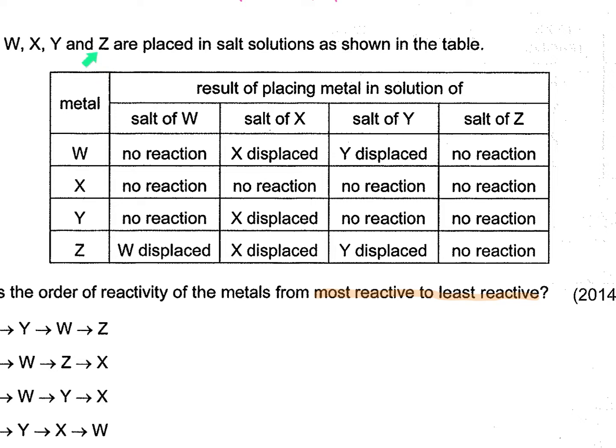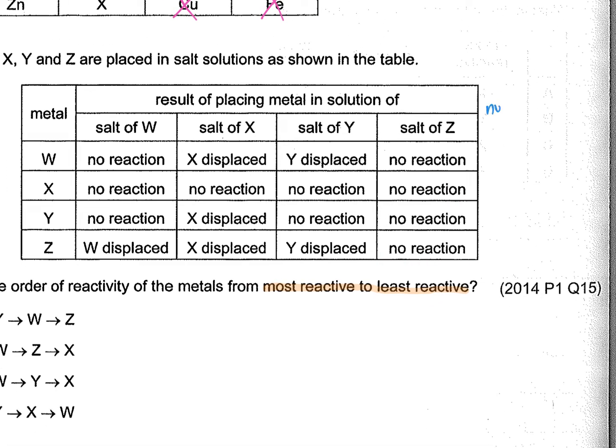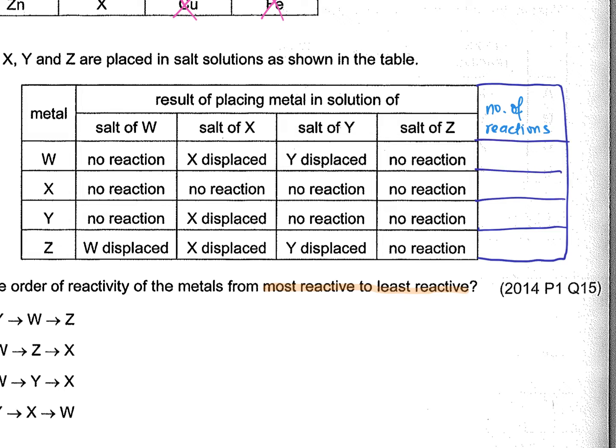So what you can do is add an extra column on the right. On the right here, I am going to write down the number of reactions. Because the more reactive the metal, the more metals it can displace when it's placed in the different salt solutions. So you just extend this table by one more column. Then you start counting the number of reactions where displacement actually takes place. So metal W can displace metal X as well as metal Y. So it has successfully carried out two displacement reactions.